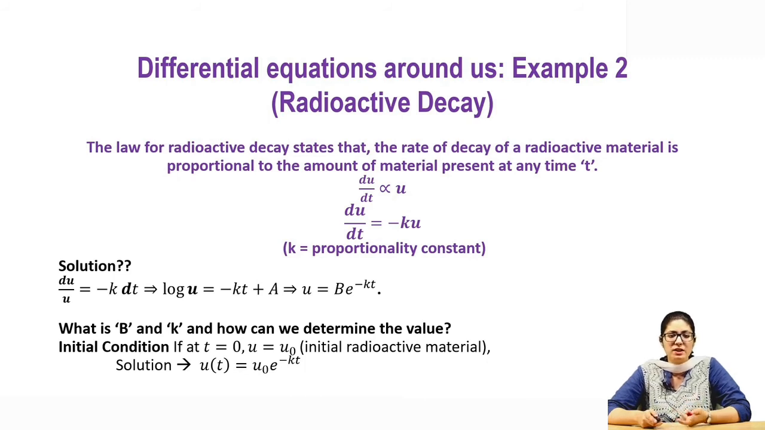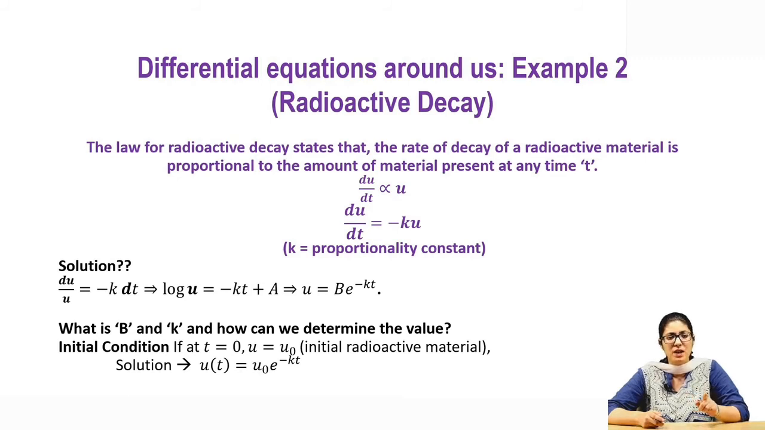By initial condition, we are given the value of u at some initial time. The initial time in this example is taken to be t equals 0. So at t equals 0, we know how much radioactive substance is present with us, let's say u naught. Its solution is obtained when you substitute t equals 0 and u equals u0 in the above obtained solution.